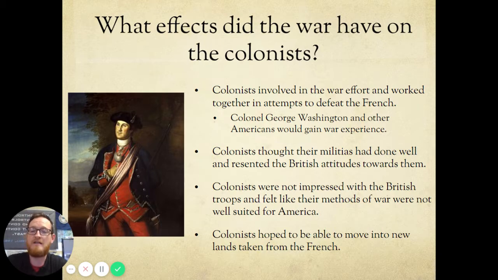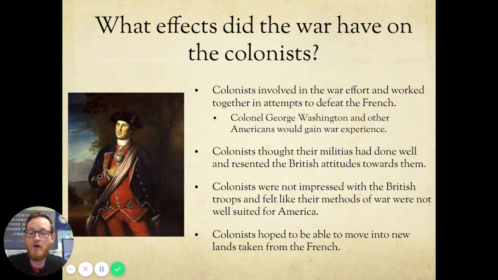They also were not very happy with the British troops and their style of war. One thing you got to remember is that the colonists had been over here at this point for almost 150 years and had been involved in a lot of guerrilla-type warfare with the natives. So they didn't like the British methods of war and didn't feel like it was very well suited for America. And when we get to the American Revolution, you're going to actually see that the colonists would use some of those guerrilla warfare tactics against the British.